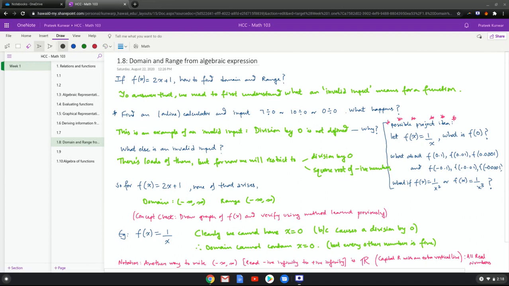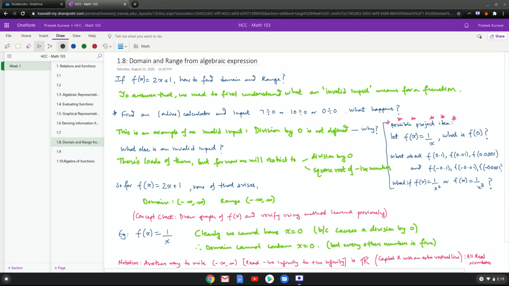So what's invalid in math? If you have a calculator lying around, or you can use your phone or the internet, try and input these operations: 7 divided by 0, 10 divided by 0, or 0 divided by 0. What happens? What does that mean? So you should get an error, a syntax error or division by 0 error, one of those depending on what instrument you're using. This is an example of what we call an invalid input, which means that the division by 0 is not defined. Why is it not defined?